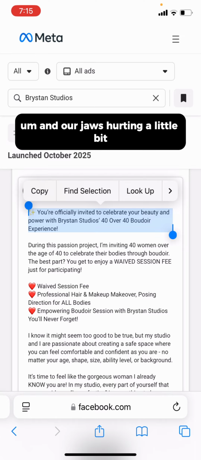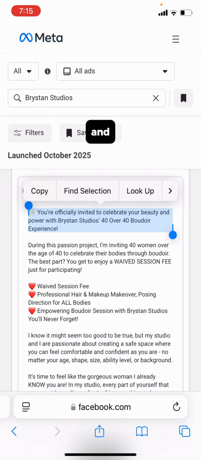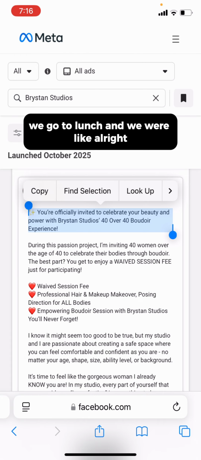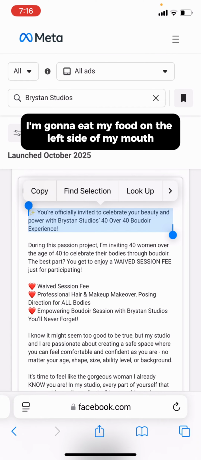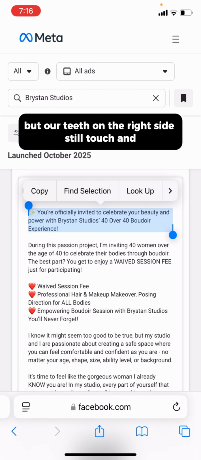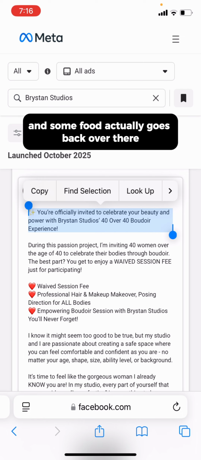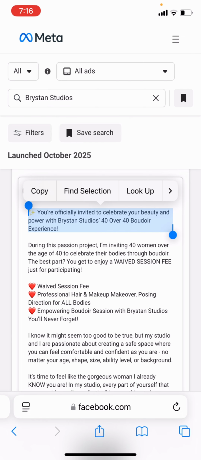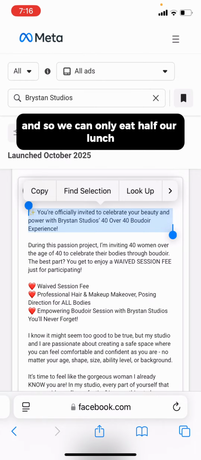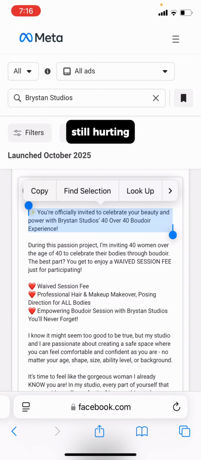And our jaw is hurting a little bit, even though, again, we're not chewing anything. We go to lunch, and we're like, all right, I'm going to eat my food on the left side of my mouth this time, so it doesn't hurt. But our teeth on the right side still touch, so there's still pain there. And some food actually goes back over there because of muscle memory. And so we can only eat half our lunch. It's literally too painful. Our jaw, our teeth still on the right side, still hurting.